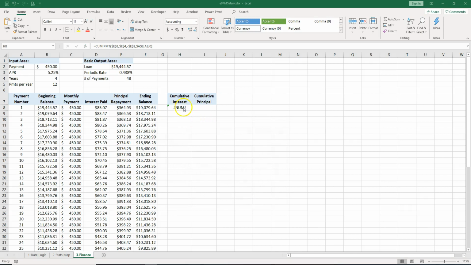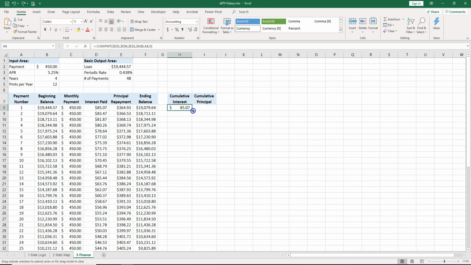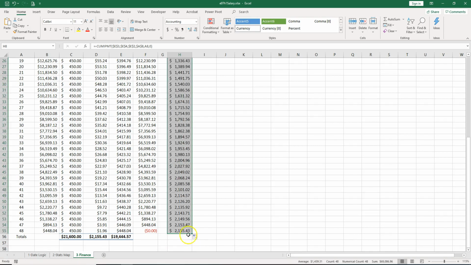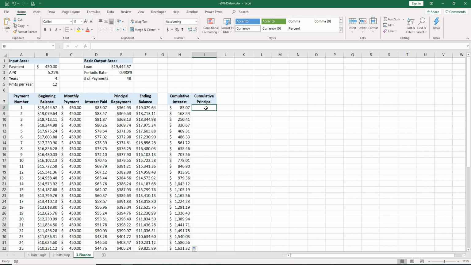OK. And we got this error. So let's go back to the function and let's remove the minus from the PV, and now you see that it actually gives you the results. So let's use instead, after the equal sign, let's plug in a minus to make it positive. So we have 85.07, which is correct. Let's fill it down. I cannot double click because the cell on the left doesn't have anything, so it will not work. And you can see here the last value is the same as the summed up interest in this column. So that's correct. Let's do the same for the cumulative principal.